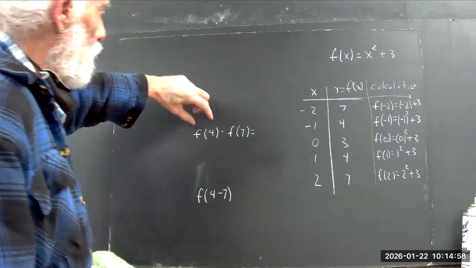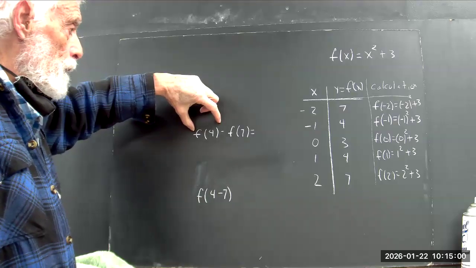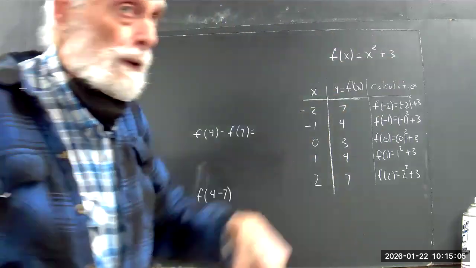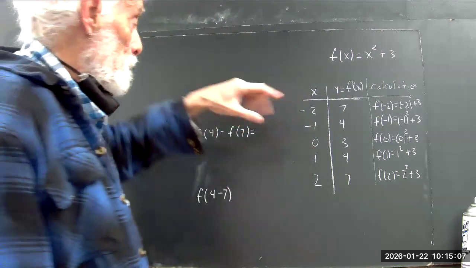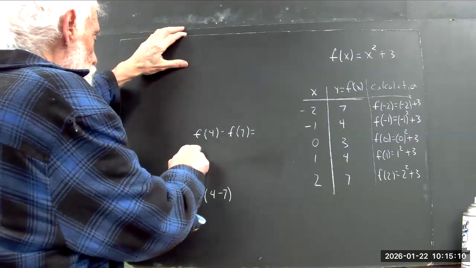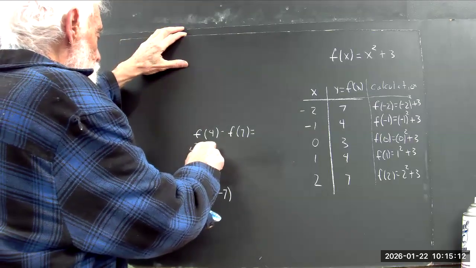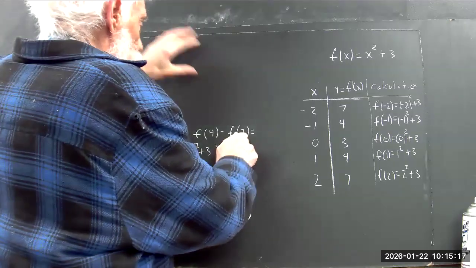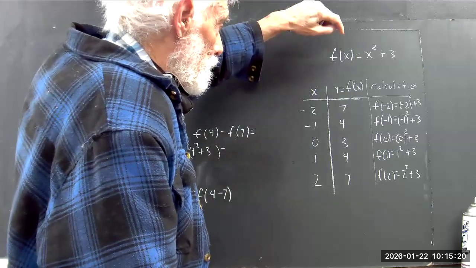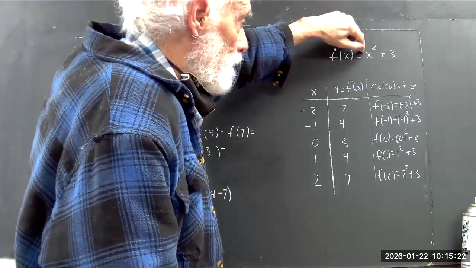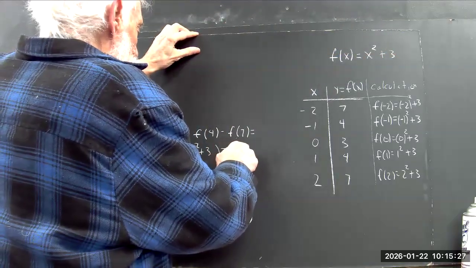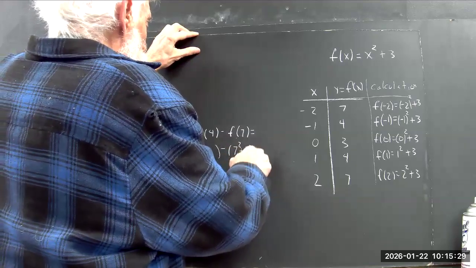Okay, on this first one, let's just write it out carefully. What's f of 4? Well, if you write out the definition, you get f of 4 equals 4 squared plus 3, right? So you're going to replace f of 4 with 4 squared plus 3. And then f of 7 is, well, if you plug in 7, f of 7 is 7 squared plus 3.